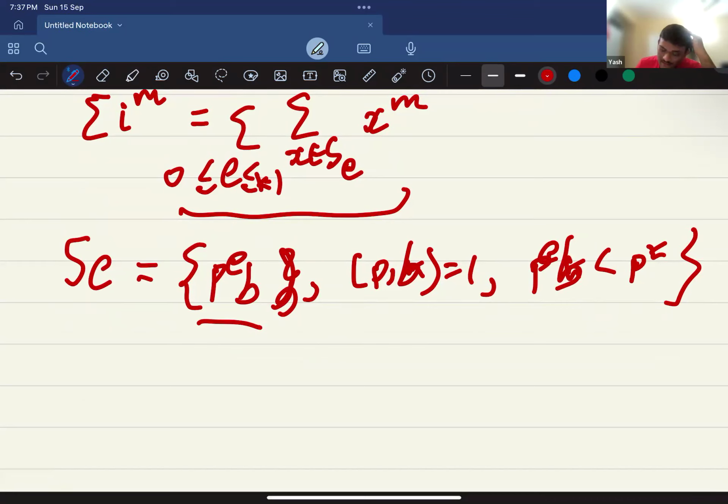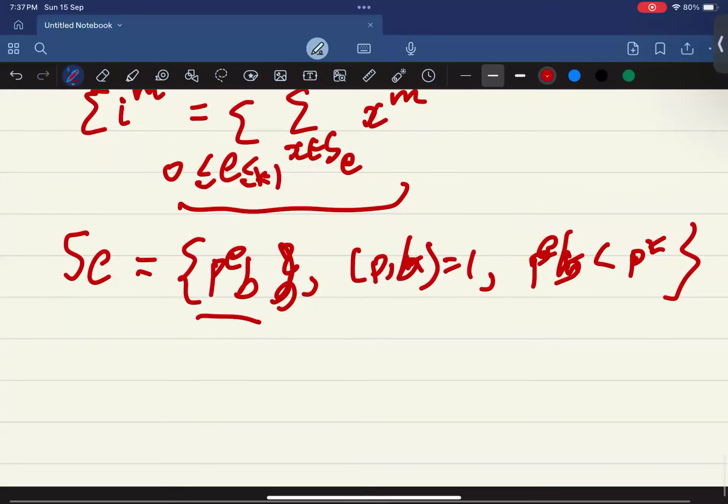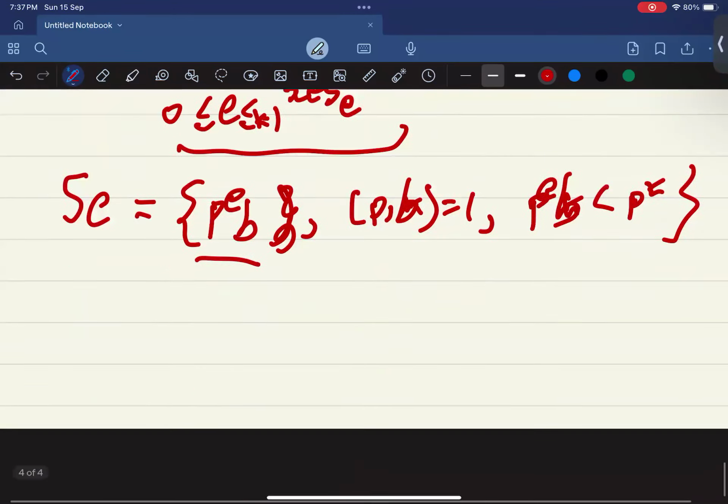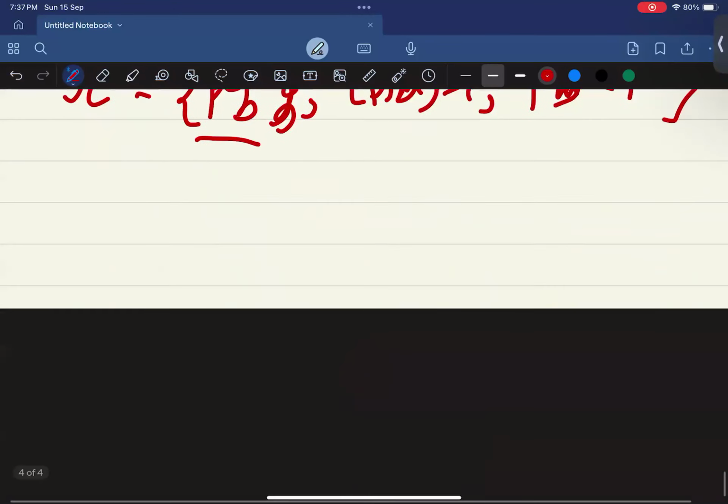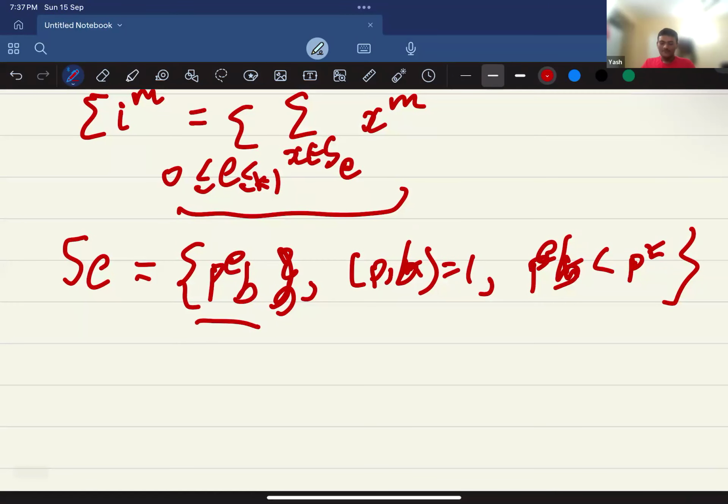Does everyone get it? Okay, I'll actually write it here. If you look at S_e, then p to the e is a good factor, but how does b vary in this equation? b varies from 1 to p to the k minus e, with the property that b is less than p to the k minus e, and b is coprime with p, right?